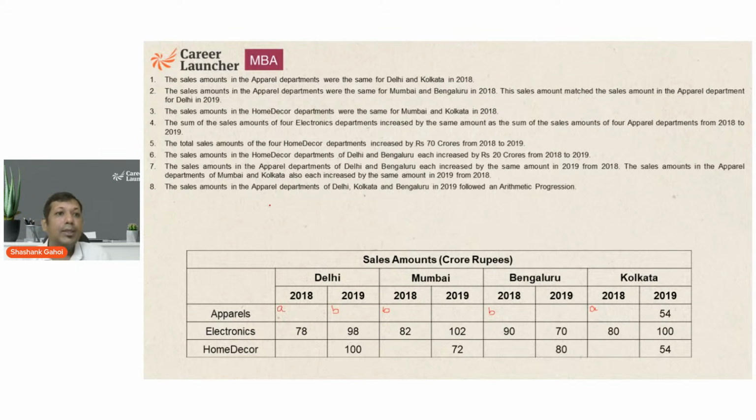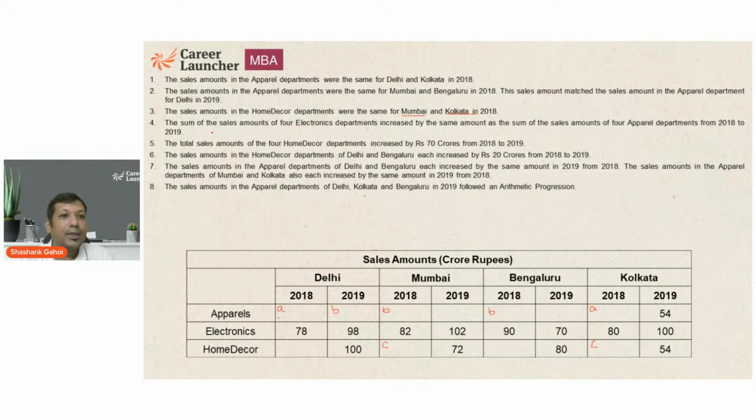Okay. The sales amount in home decor departments was same for Mumbai and Calcutta in 2018. Okay. So Mumbai and Calcutta was same. So let's say it is C. In 2018, it is also C. Okay, this is what we got.